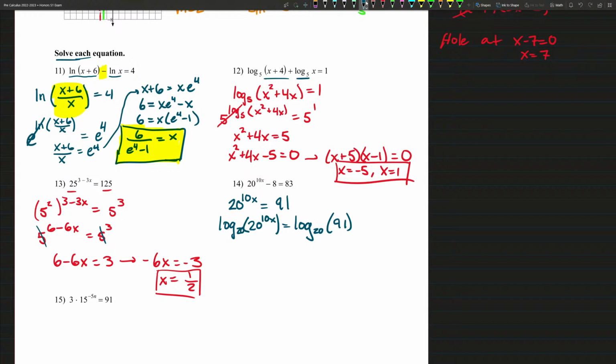What I see a lot of is people canceling the logs on both sides. You cannot do that. You can only cancel the log on the left side because that has a log base 20 of 20. So then we're left with 10x is equal to log base 20 of 91. And then we divide both sides by 10, and we're done.